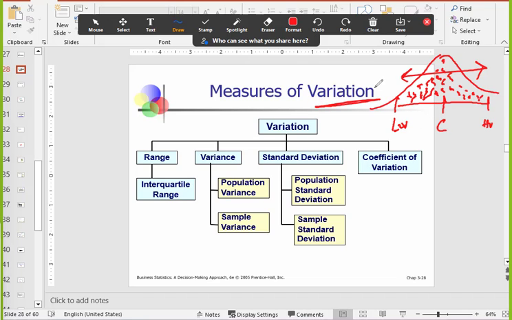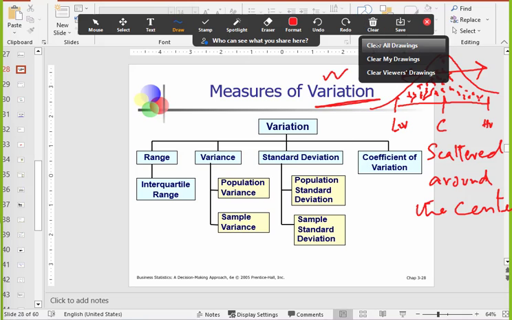So in simple words, if we have the center value and if we have the data, we also know how the data is scattered, and the width of the distribution curve will tell us how the data is varying or how the data is scattered around the center. So this is what we are going to talk about today.